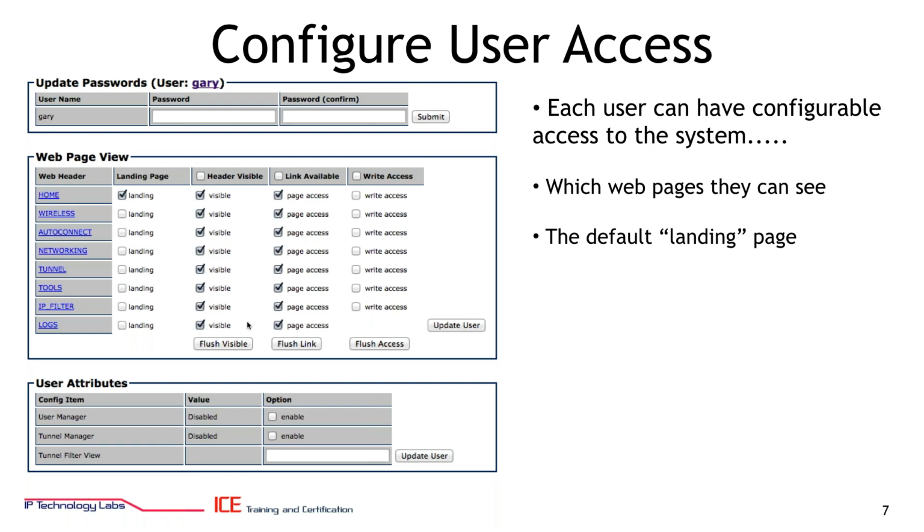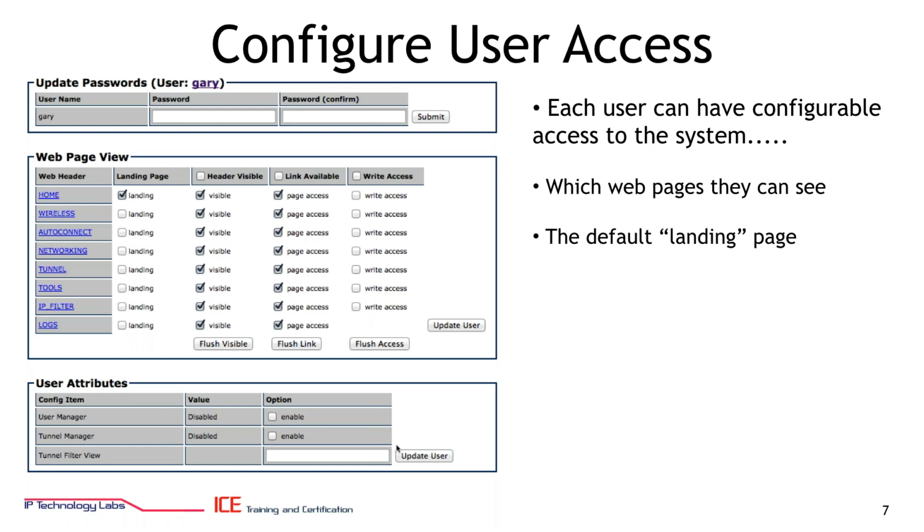You can determine whether the header is visible across the top of the page, whether you have link access, and whether you have write access or you only have read access. So in this view right now, if I logged into this device, I'd go right to the home page. I'd be able to see all the links, but I would have monitor read-only access to each of the pages.